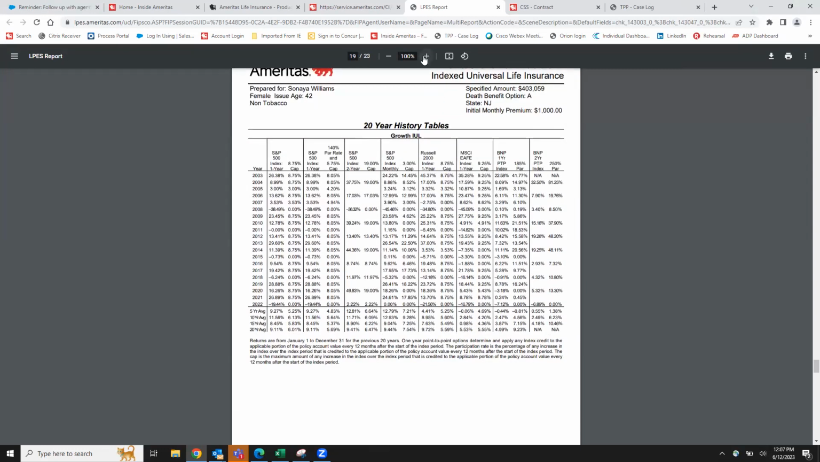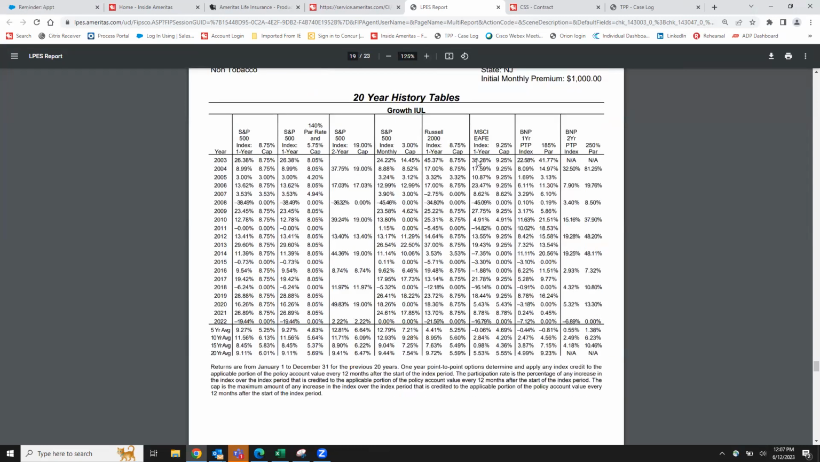But if we go down here, now let me make this a little bit bigger. Here are different index options. So you have the S&P 500, you have a 1 year, you have a 2 year, you have a Russell 2000. This is an international index. You have this BNP Paribas, that's another index. You've got a 5-year average, a 10, a 15, and a 20. Please keep in mind, we do not know how these are going to perform in the future. We just know you're going to get somewhere between the floor, which is 0, and the cap, which depends on which index option you choose.